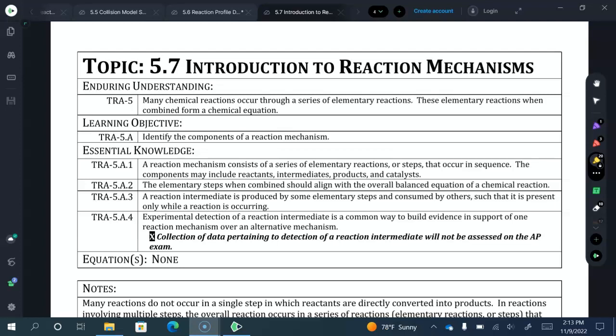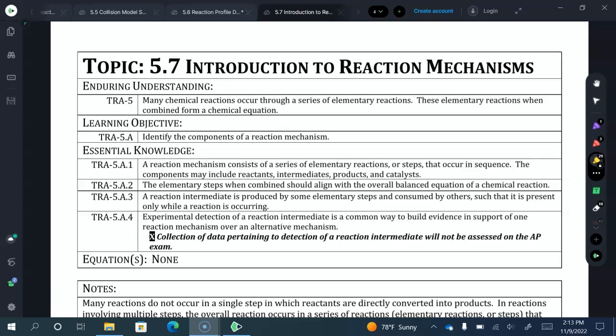Hello everyone, welcome to topic 5.7, Introduction to Reaction Mechanisms. By the end of this, you should be able to identify the components of a reaction mechanism. We are going to dive a little bit deeper into this. We started out with it earlier in this unit. We're going to look at it in more detail, and we're going to continue to peel back layers as we proceed through the rest of this unit.